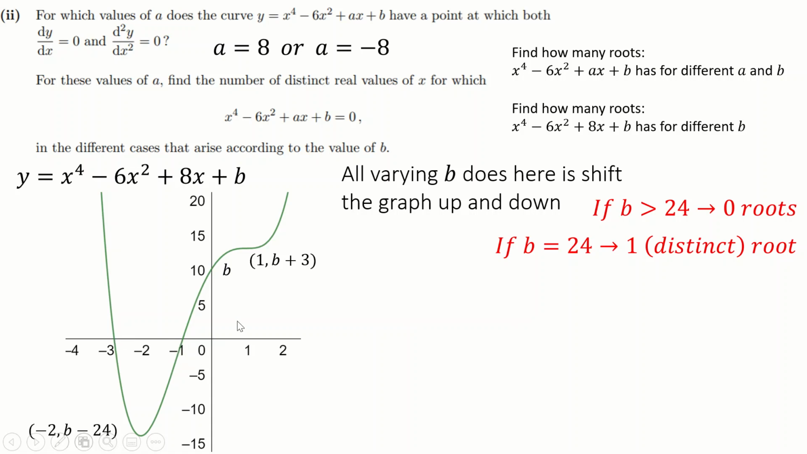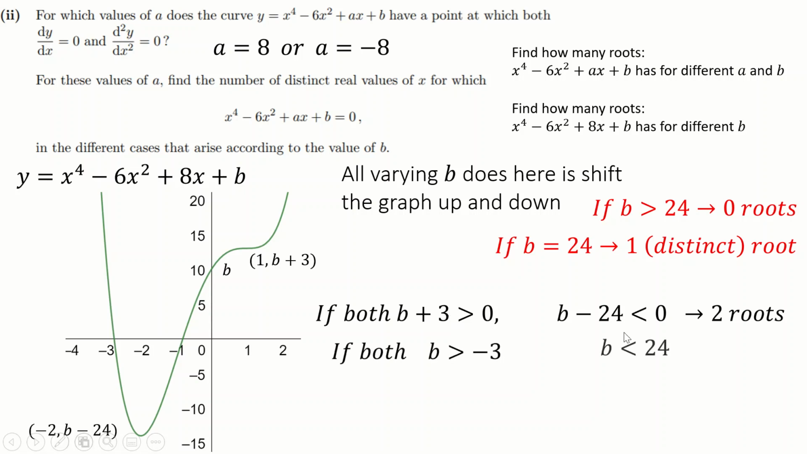And now 2 things are going on to get this case. Both this coordinate, the y-coordinate of this inflection point, that's bigger than 0. That's above the axis. And this coordinate is below the axis. That's less than 0. So I have these 2 things going on, and that gives me 2 roots. Well, I can solve this, right? I can take away 3 from both sides, and I can add 24 to both sides, and I get, if both B is greater than minus 3 and B is less than 24, I get 2 roots.